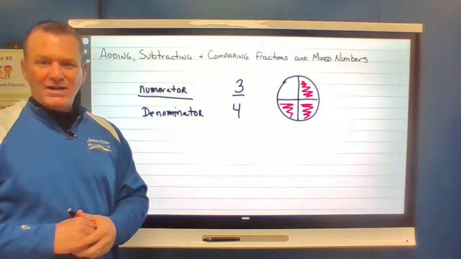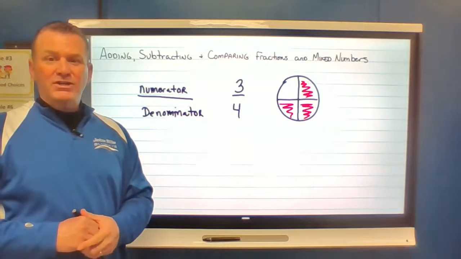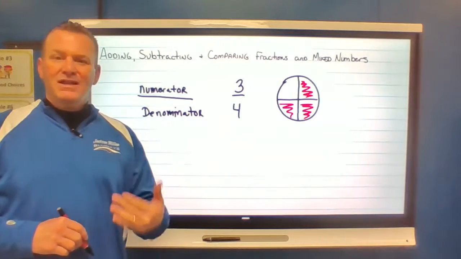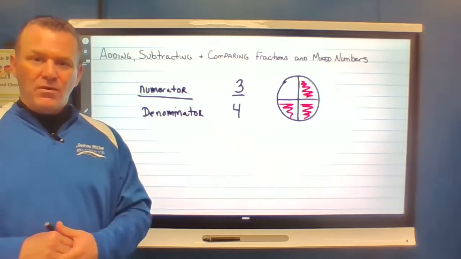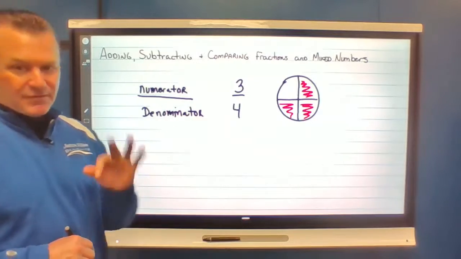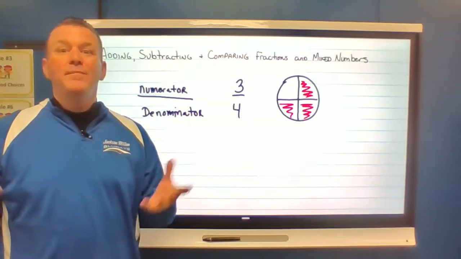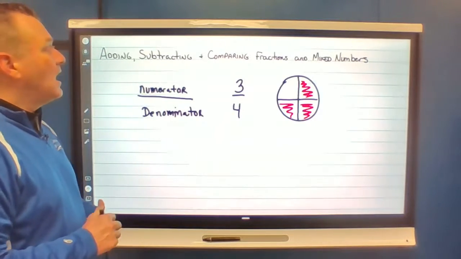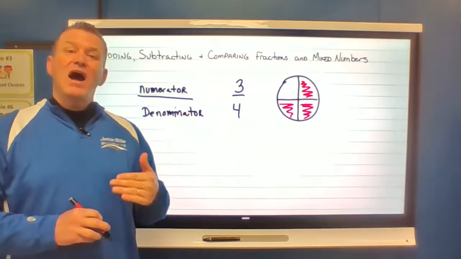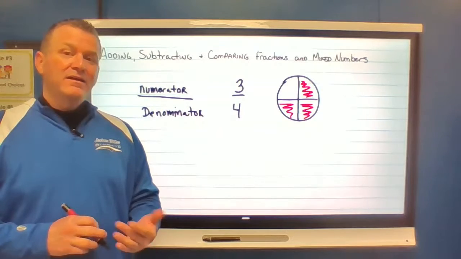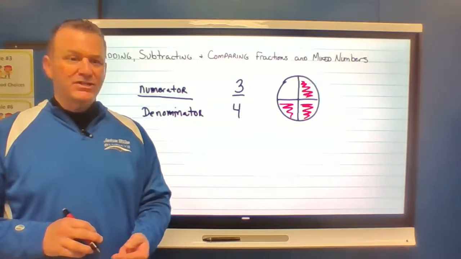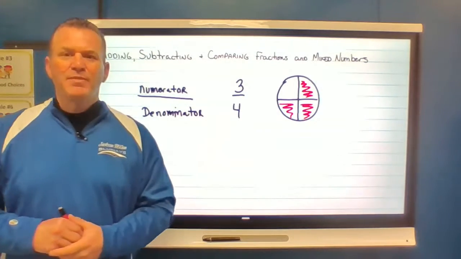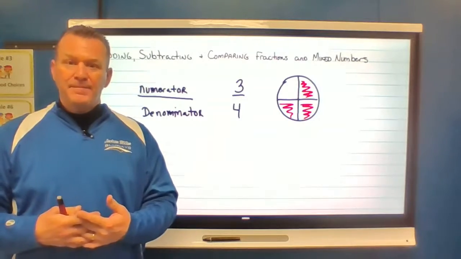Anytime you have a proper fraction, it represents less than 1, or part of a whole. In this case, I have 3 pieces out of a full whole pie, which has 4 pieces in it. I've only got 3. The key is I can't add, subtract, or compare fractions unless the number of pieces is the same.